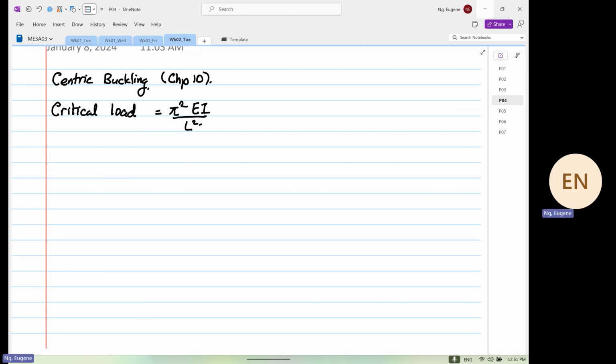Now, can someone tell me what is so unique about how I'm loading this structure? Come on, speak up. What is so unique? Just shout out what can you see about this structure? What type of loading is this? Anyone can tell me? Axial, what type of axial loading? You're right, it's axial, but what sort of axial loading? Yes, it's only under compression.